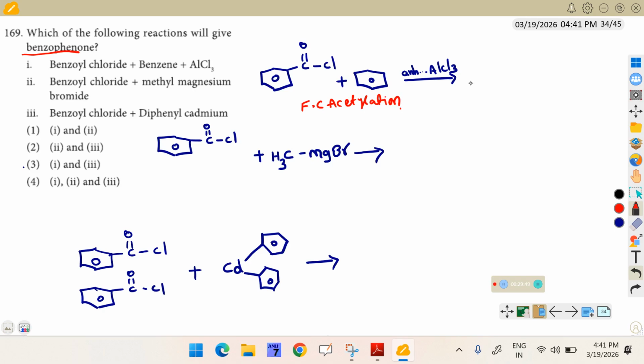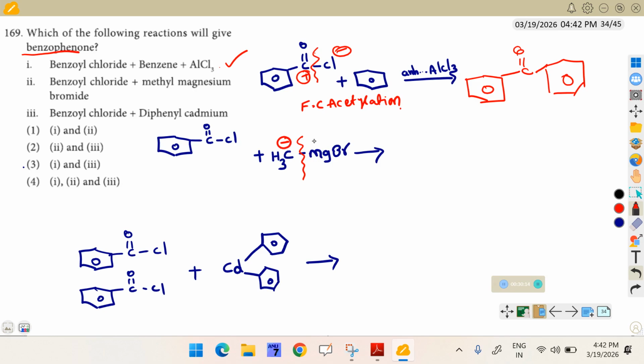Electrophilic substitution reaction. The electrophile is C6H5CO+. Substitution then gives C6H5COC6H5. Yes, the first one gives benzophenone. Second one, benzyl chloride reacts with Grignard reagent. Grignard reagent reactions I already gave in the previous video.